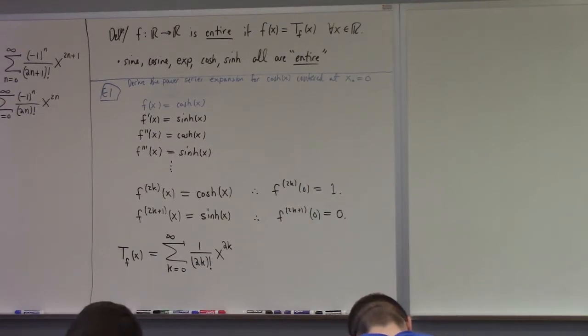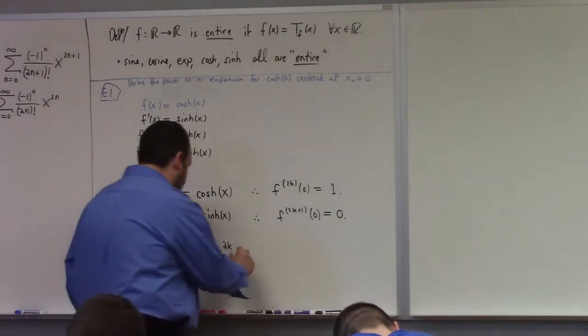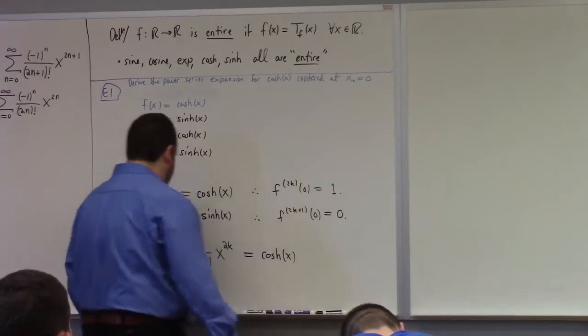What I'm not going to prove to you today is that Tf of x is actually equal to f of x. I'm not going to look at the remainder and show you it goes to 0. You can show that, all right? It is true that this is analytic. This being analytic is to say that this is, in fact, equal to hyperbolic cosine of x. That is true.